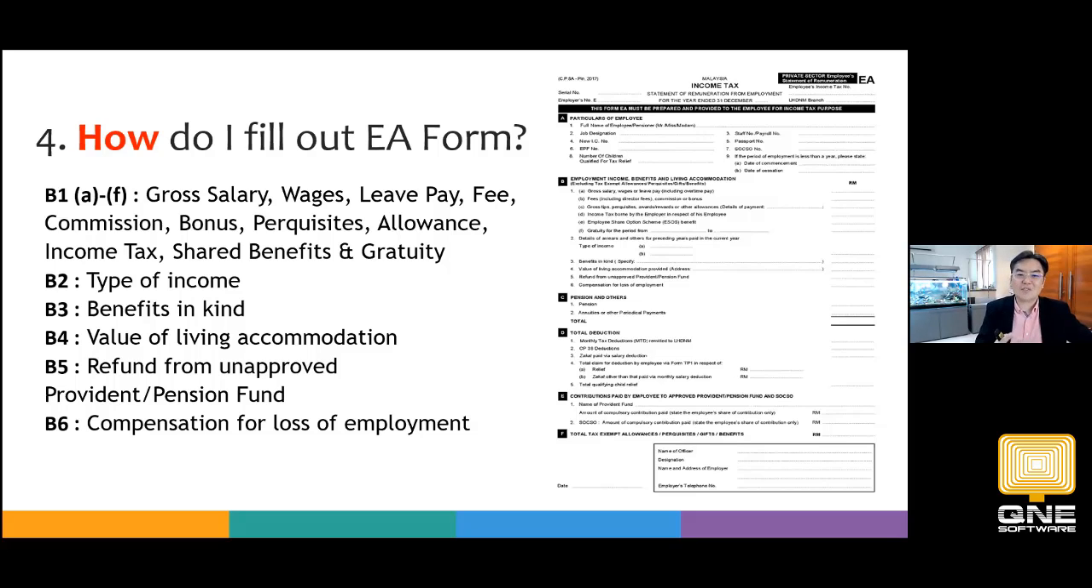And then the share benefit and gratuity, probably for retiring staff. Even for compensated, retrenched or laid-off staff, if they are to receive their EA form, you still need to have all this information. You still need to fill out the information for them. Whether it is taxable or exempted is another part.